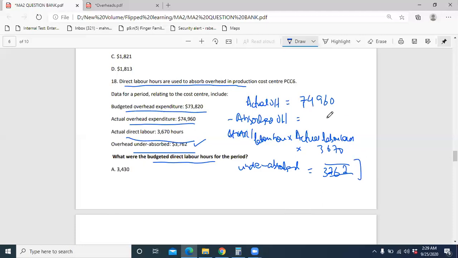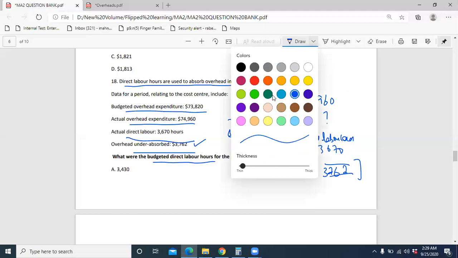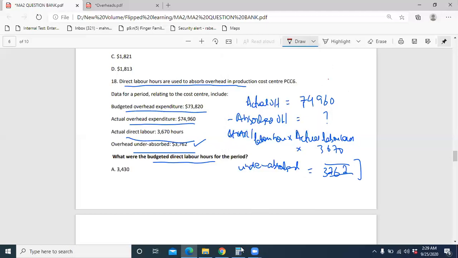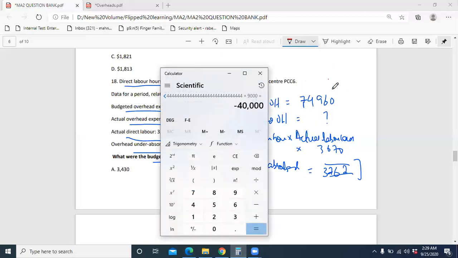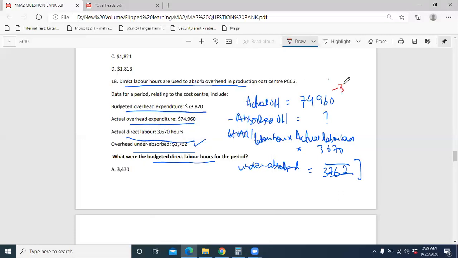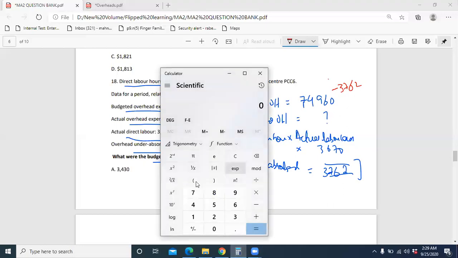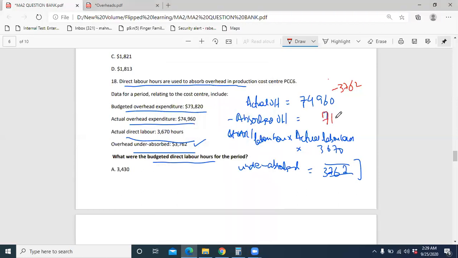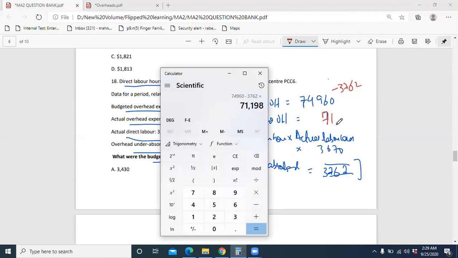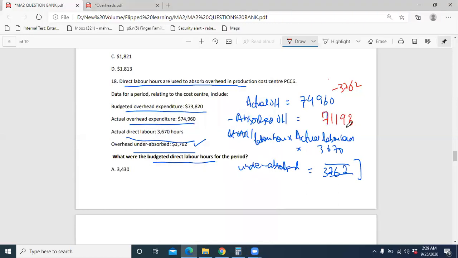So can't I calculate my absorbed overhead like this? Yes, I can do that. How? Just deduct this figure from this figure. You're going to get your absorbed overhead, no? 74960. I actually absorbed 3762 less. So what would I have absorbed? 71198. Okay.